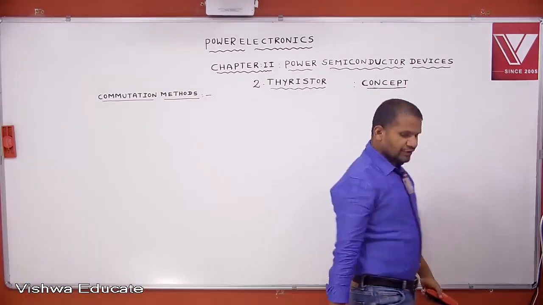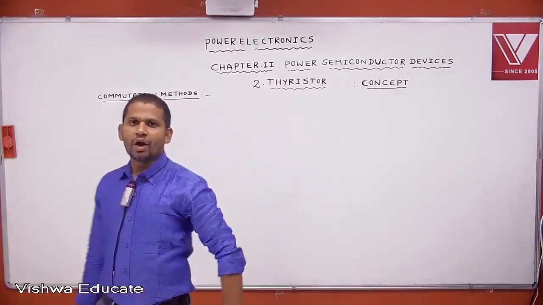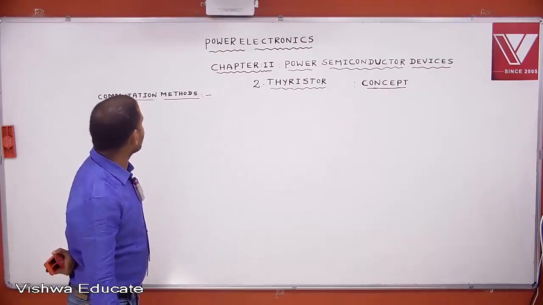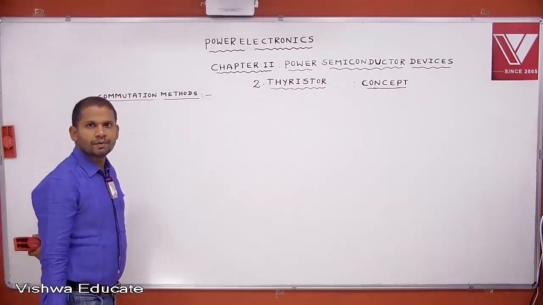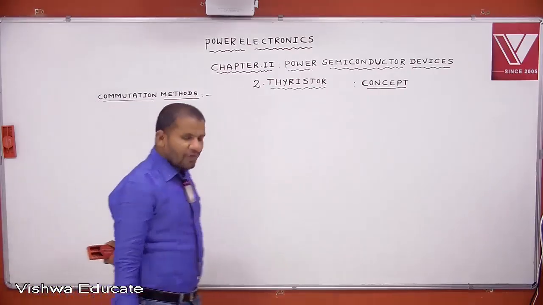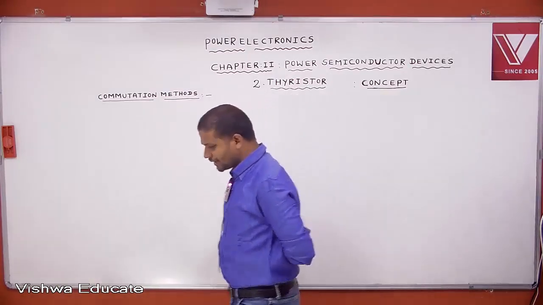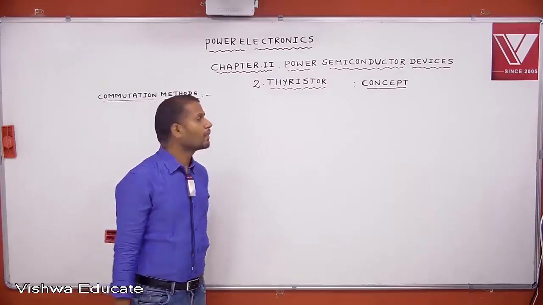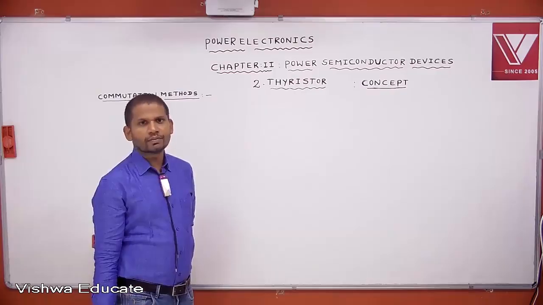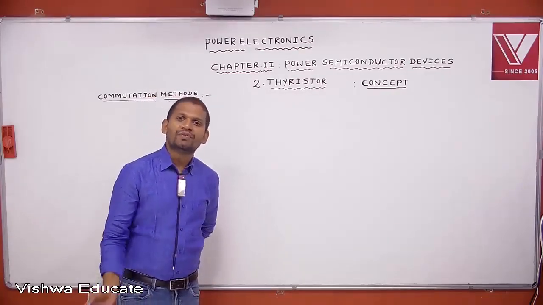Tell me, what is the commutation? I explained what exactly commutation is in the explanation of turn-off characteristics of thyristor. The process of turn-off of thyristor is called commutation. Now, based on the type of process we are using, the commutation methods are broadly classified into different types.